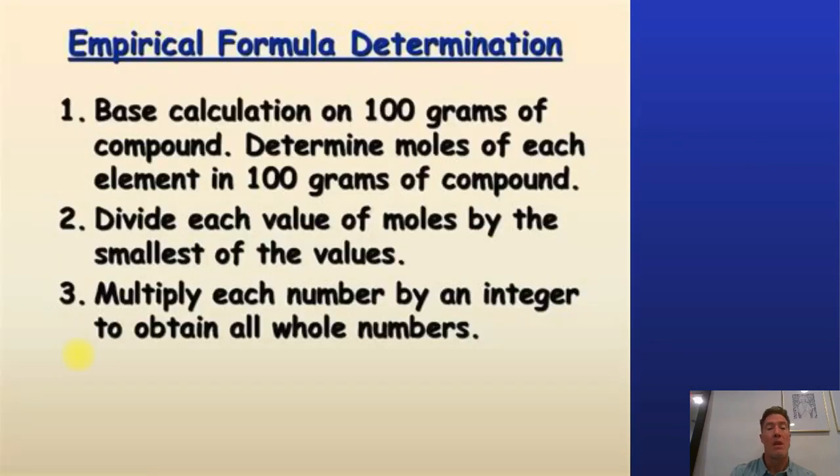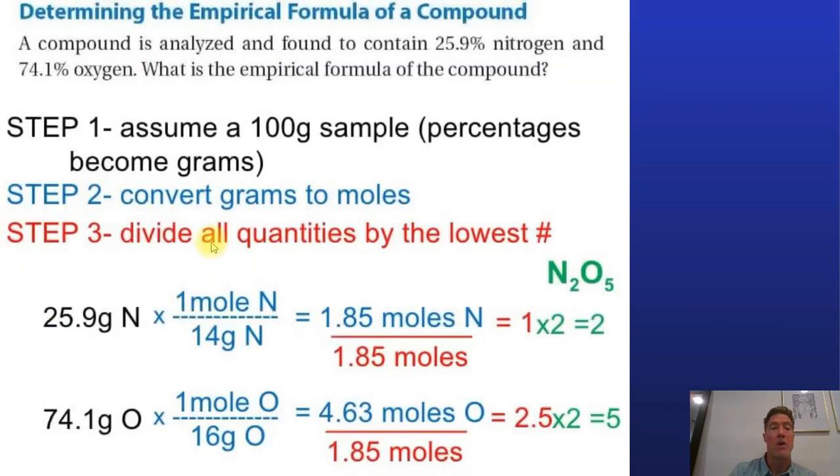Okay. So how do we determine the empirical formula? Well, we're going to start by calculating using 100 grams of a compound. And we're going to determine the moles of each element in 100 grams of compound. So we're going to start with percent composition. Remember, then we're going to turn that from a percentage of the whole into grams of the whole. Then we're going to determine the moles in that many grams. And then we're going to do some more work here. We'll see.